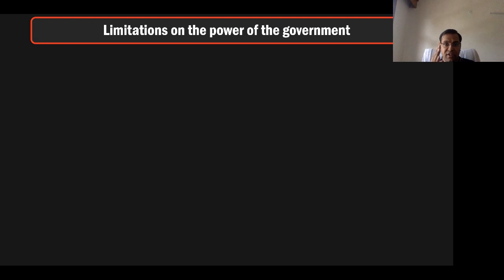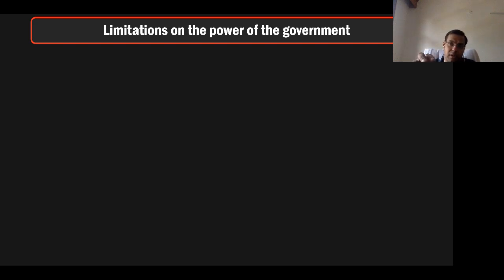So again, let's revisit that one point that we studied some time back. The method of choosing the government, the procedure of choosing the government, is mentioned where? It's mentioned in the Constitution of India. The power of the government is also mentioned in the Constitution of India. Whatever powers of government are there.